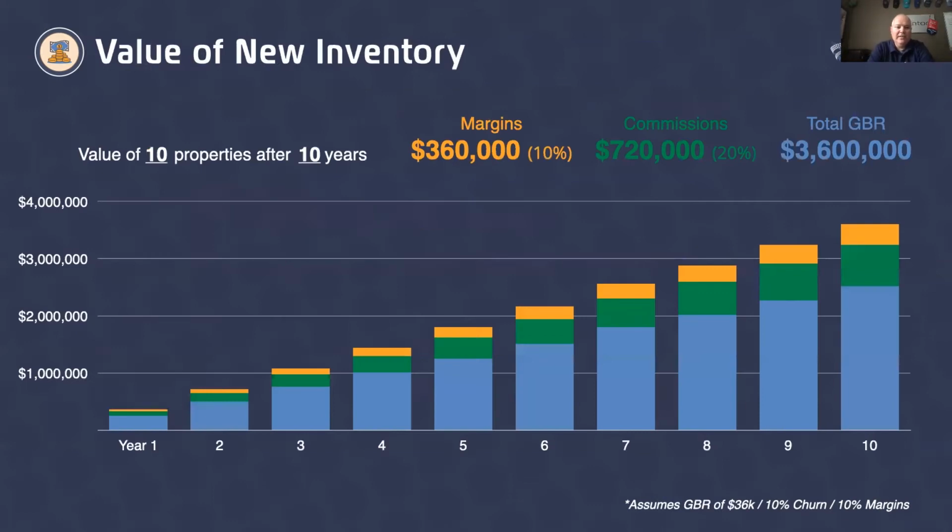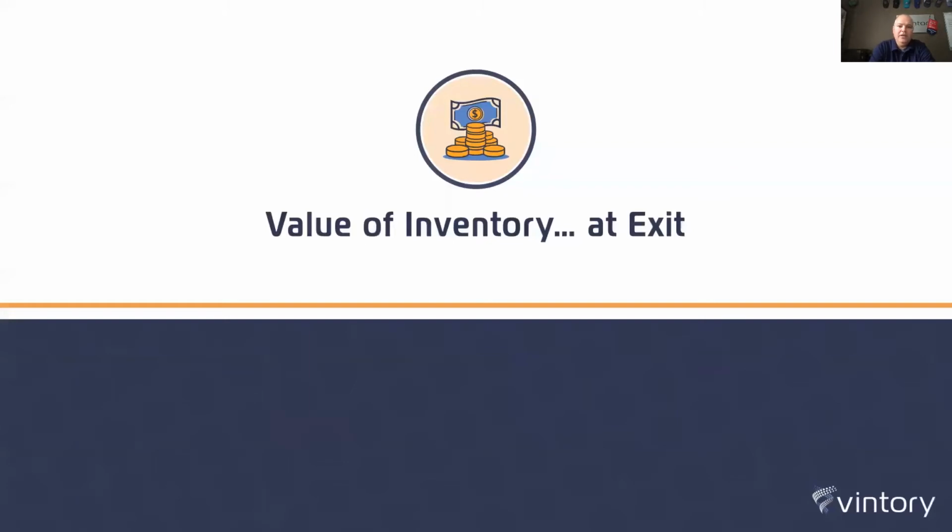All right, so let's say, hotshot, you go out there and you add 10 properties this year. What's the value of that over the next 10 years? Here we go. $3.6 million in GBR and $360,000 in margins. So it's pretty significant. Not only do you get this great cash flow from your vacation rental inventory, but if and when you decide to sell your company, you are going to get a check for every one of those properties that's in your rental program.